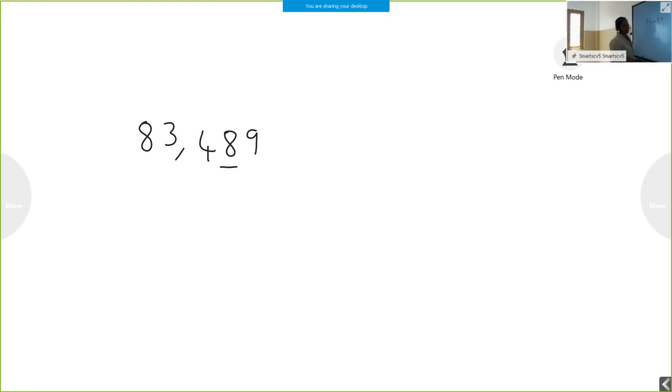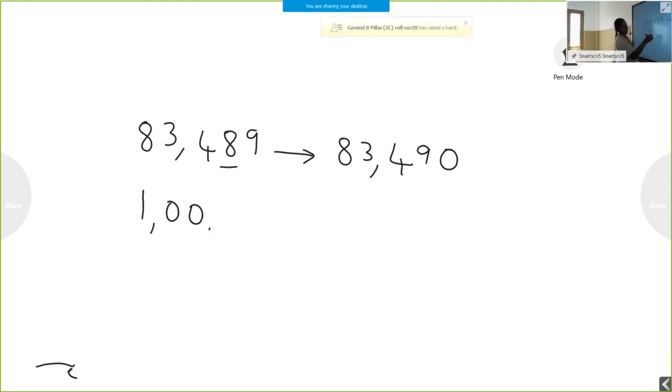We need to round off to the nearest 10. So underline the tens place and then find the digit in the ones place. The ones place is 9, it is greater than 5. Then you have to add 1 to the digit in the tens place, so 8 becomes 9, and put 0. Is this the answer you got? Again, the next one is 100, yes, 100.